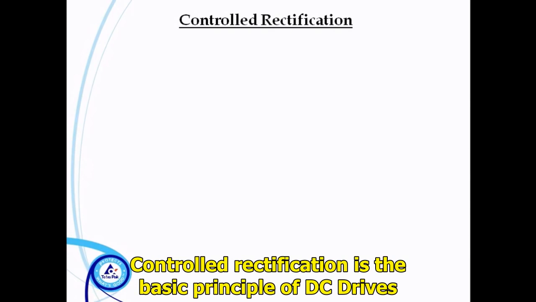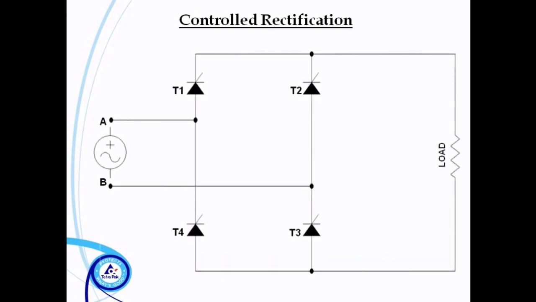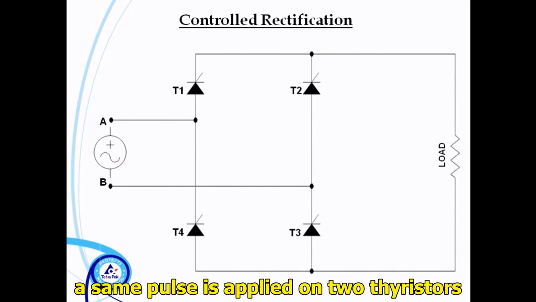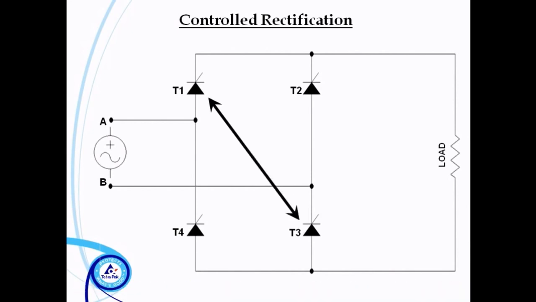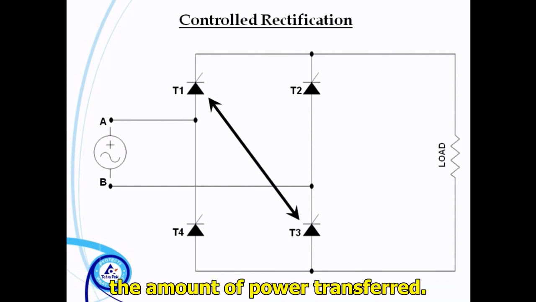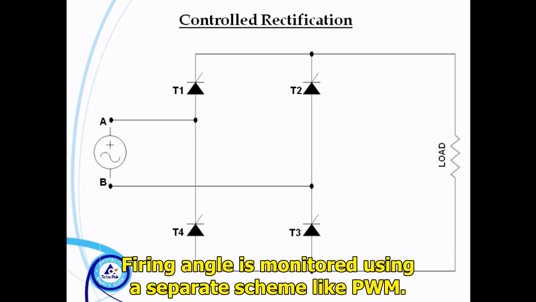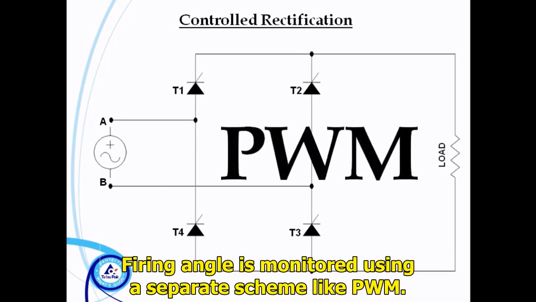Controlled rectification is the basic principle of DC drives, for which thyristors are used. In the bridge configuration, the same pulse is applied on 2 thyristors per half cycle of AC. The control angle of pulses determines the amount of power transferred. Firing angle is monitored using a separate scheme like PWM.